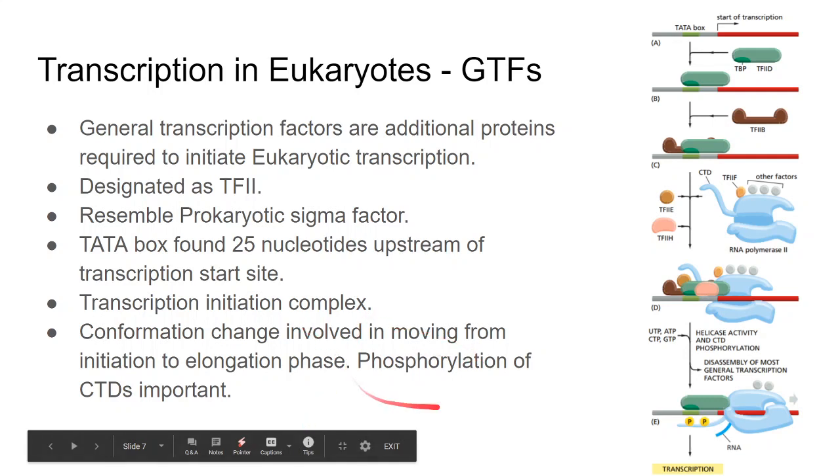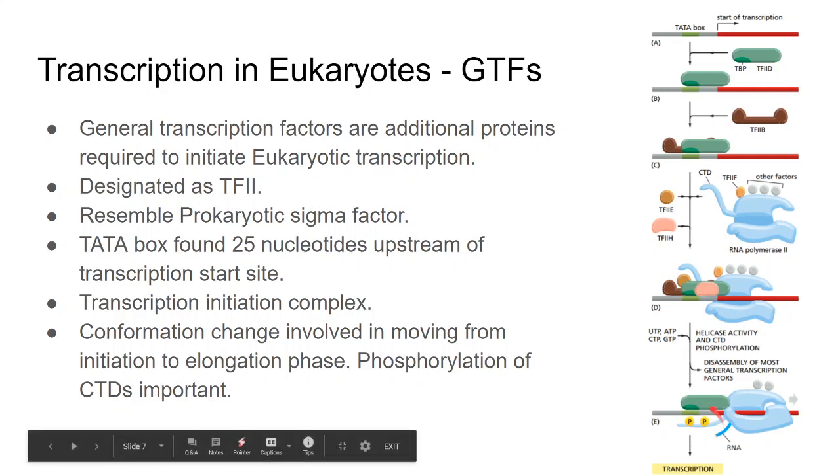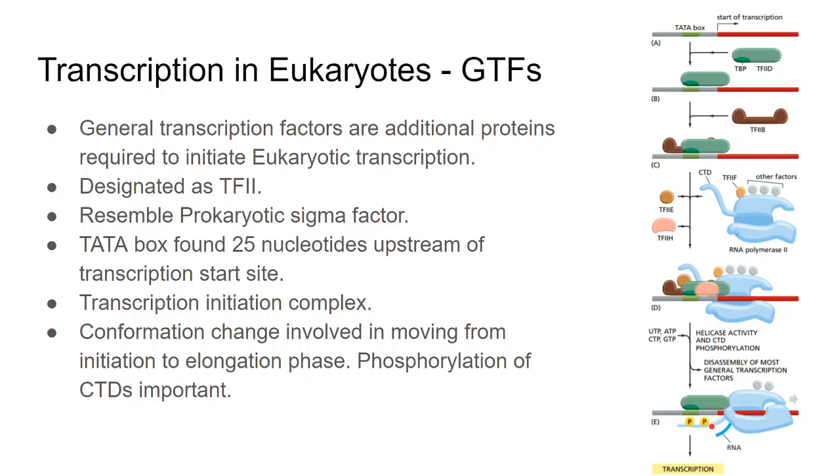And one of these conformational changes is the phosphorylation of the CTD. I showed you the tail, the C-terminal domain, which is a tail of the RNA polymerase 2. And once it's ready to start elongating, this tail is phosphorylated. And this phosphorylation is super important. We'll come to that in further slides when we talk about RNA processing.